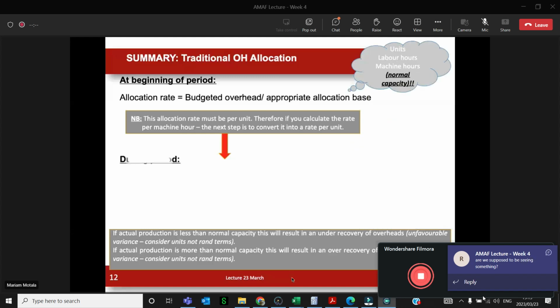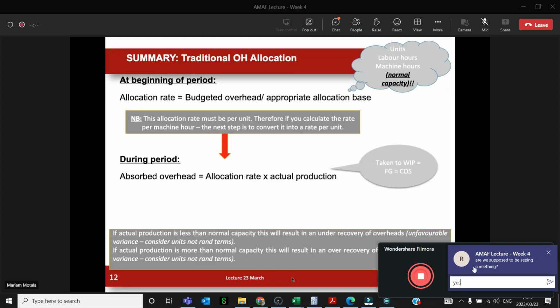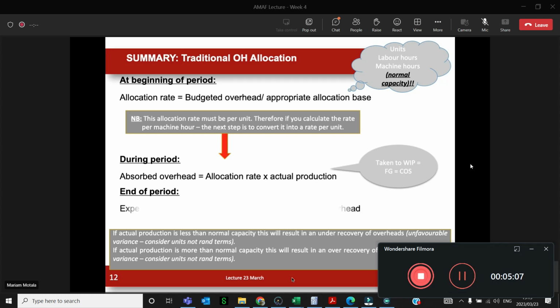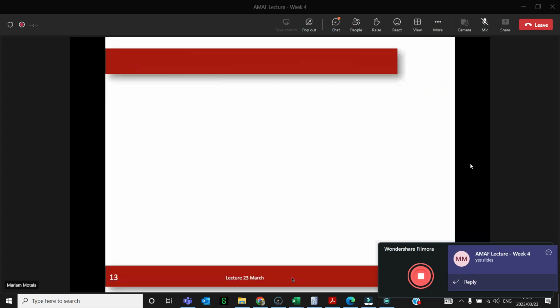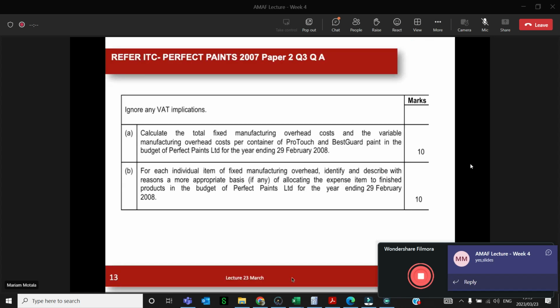And in summary, remember, at the beginning of the period, we come up with an allocation rate. We apply that rate to our actual production, and at the end of the period, we reconcile. And when we reconcile, we are interested in our expenditure variance and our volume variance. So both the expenditure variance and our volume variance will give rise to our over-under recovery, which we will then put into place on the face of our income statement under absorption costing. And you will see that in that unseen example this evening.